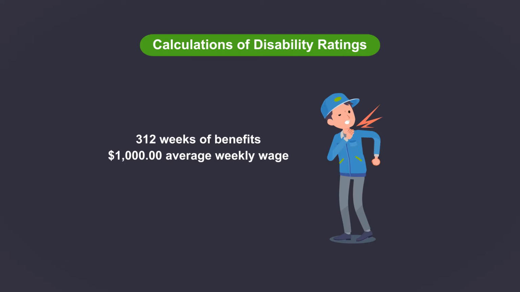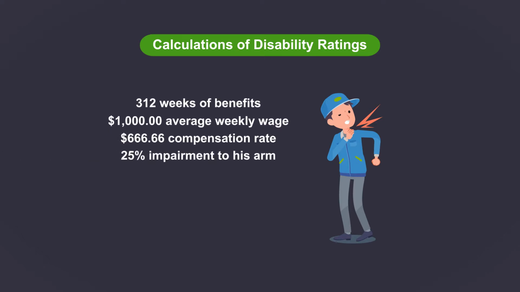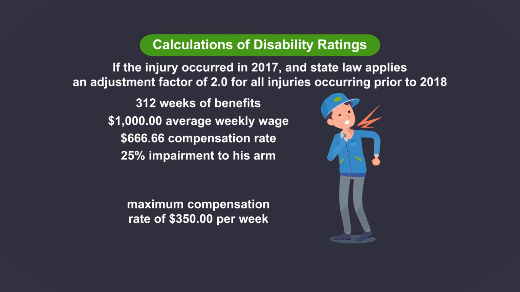Assume further that a worker has an average weekly wage of $1,000 and a compensation rate of $666.66 and is assigned 25% impairment to his right arm. However, also assume that state law imposes a maximum compensation rate of $350 per week. If the injury occurred in 2017 and state law applies an adjustment factor of 2.0 for all injuries occurring prior to 2018, the worker's estimated wage compensation benefits would be calculated as follows.